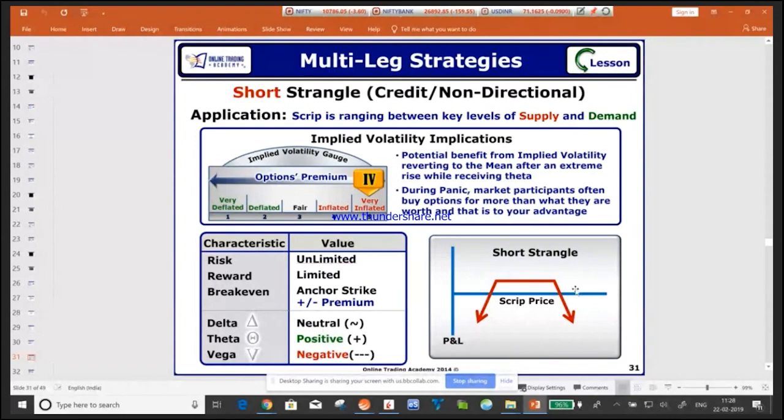Okay, and since we are trading in a range on the supply side and the demand side, you could get stopped out on either side, right? Yes, that is possible, Amit.